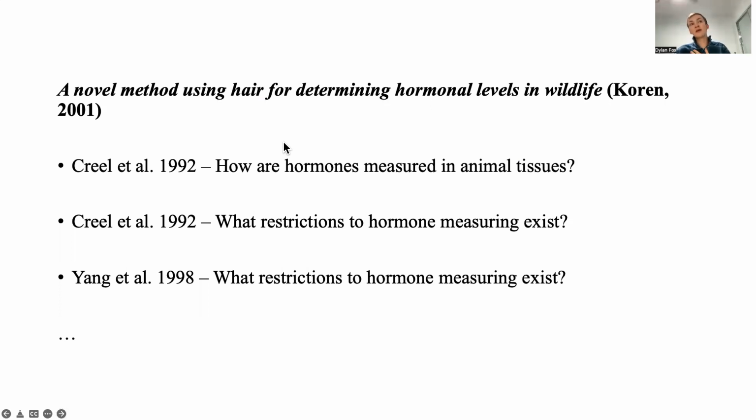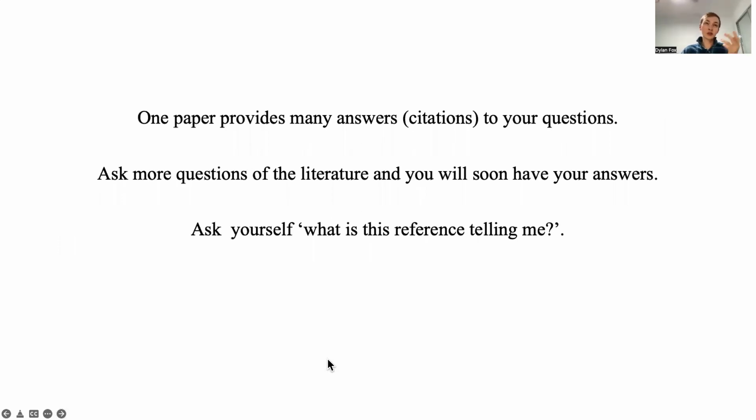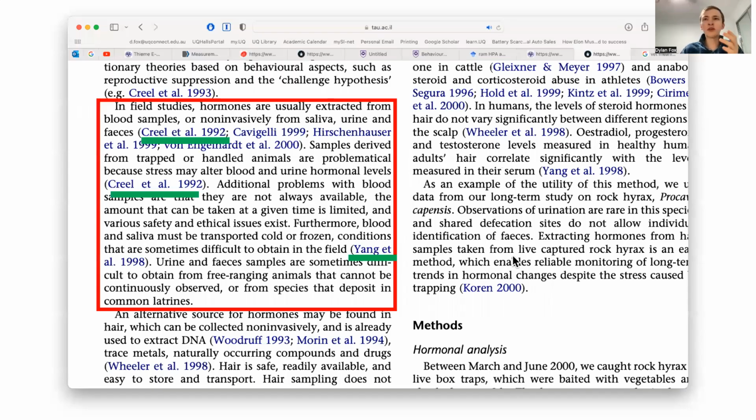But basically, this is the method that I want to use. The idea is that one paper will provide me with many, many questions, or many answers or citations, and I'm the one asking the questions. How accurate my questions are will determine how quickly and how thoroughly I understand this base of literature. The more questions I ask of the literature, for instance, what is this reference over here? I've chopped the image off, but I can't tell. What is Woodruff saying here?